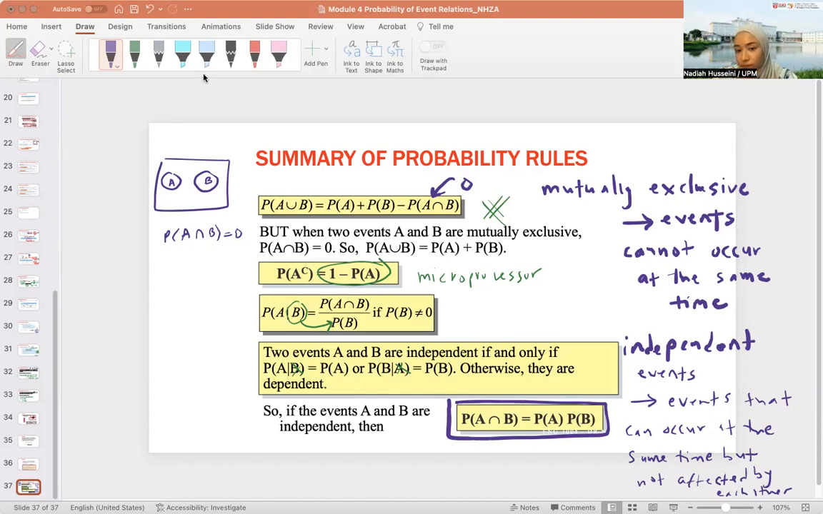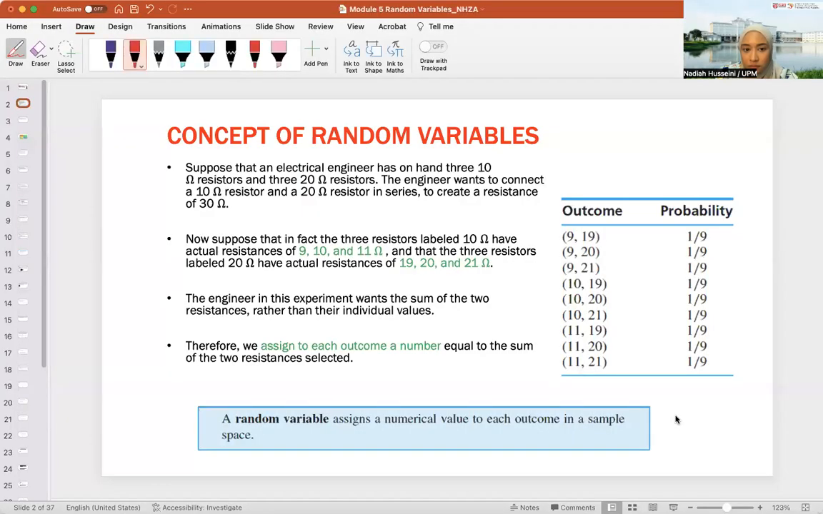Sorry, Doctor. Yes? Are we looking at the summary of probability slide still? Doctor has moved to another slide? Oh, it hasn't changed yet. Okay. Can you see it now? Yes, Doctor. Okay, oh my God. I don't know what is wrong with the PowerPoint today.